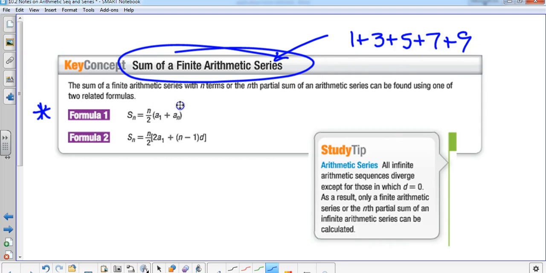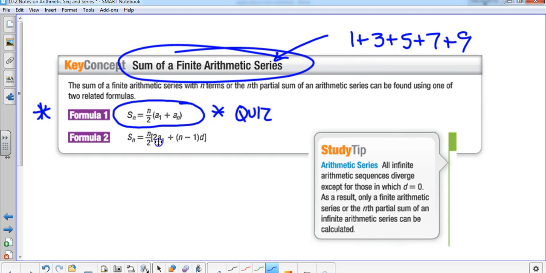All right? This form will be given on the quiz on Friday. Under the word arithmetic, it will also say the sum of an arithmetic series is the number of terms divided by 2 times the quantity first term plus last term.